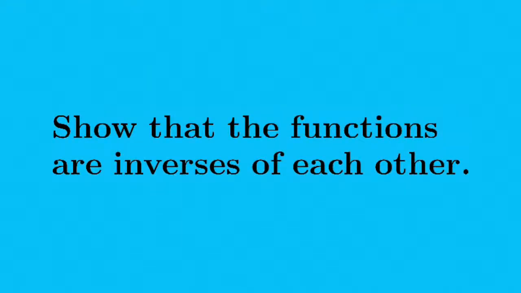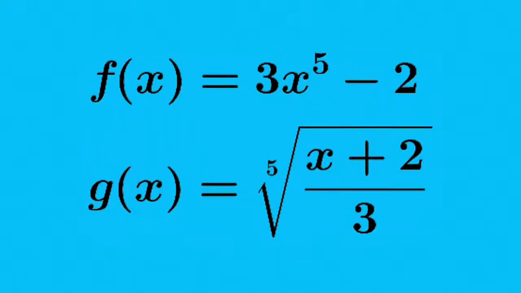We'll now look into another example where we verify that two functions are inverses of one another. Here our functions are f of x is equal to 3x to the 5th power minus 2, and g of x is the 5th root of x plus 2 over 3.